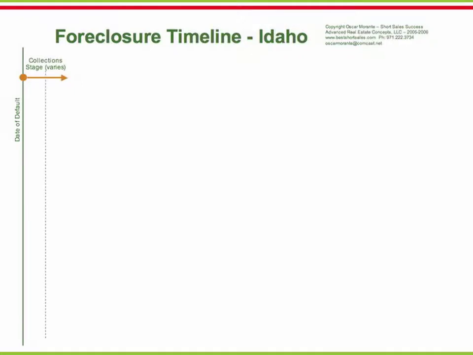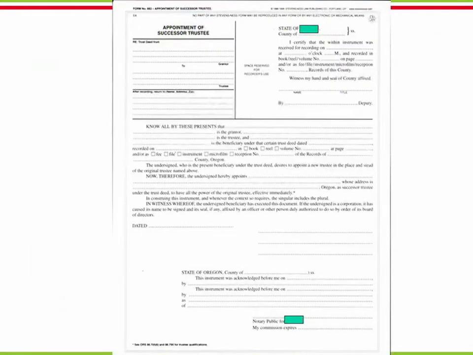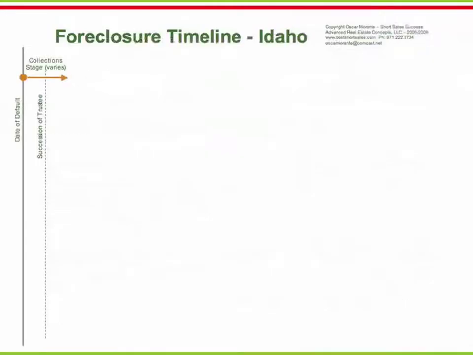Once the bank determines that foreclosure may be needed, the bank will elect a successor trustee. We will refer to the successor trustee as the trustee. This is the appointment of successor trustee document.